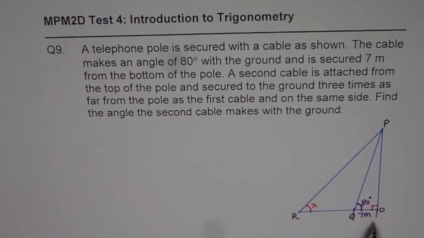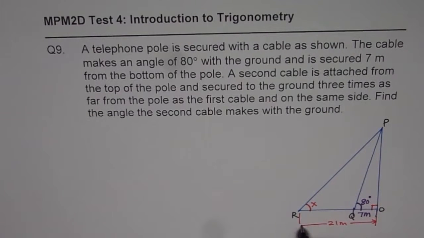So we're talking about this diagram where OP is the pole. The first cable makes an angle of 80 degrees and is 7 meters away. The second cable is 3 times the distance away, and we need to find the angle X. Now when we say 3 times, it really means what? It means that the distance from R to O will be 3 times 7, which is 21 meters. So 21 meters is this distance for you, right? Now let us try to solve this question.